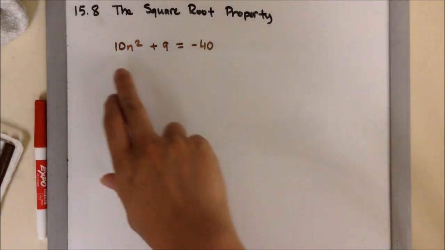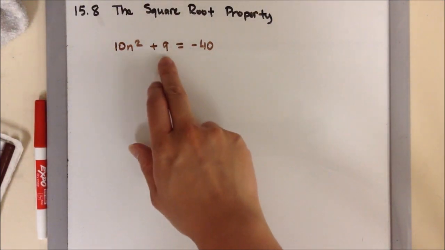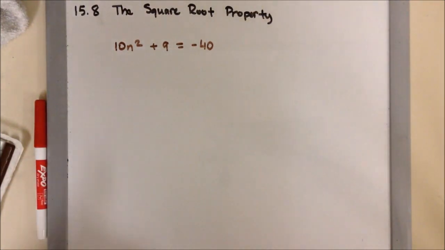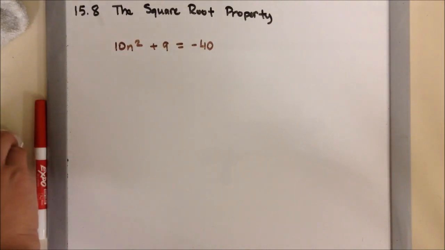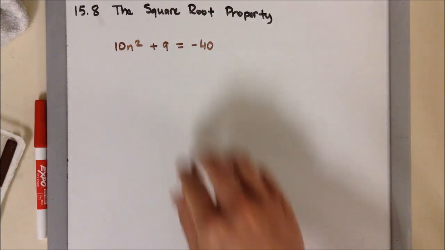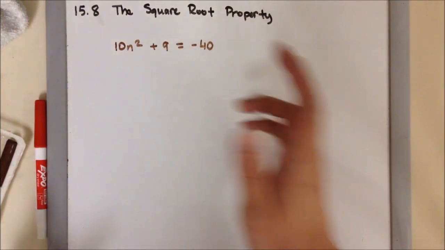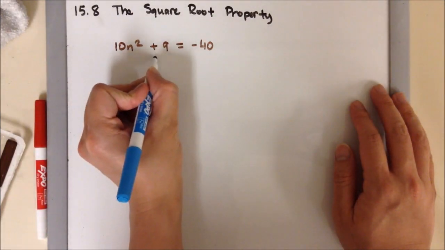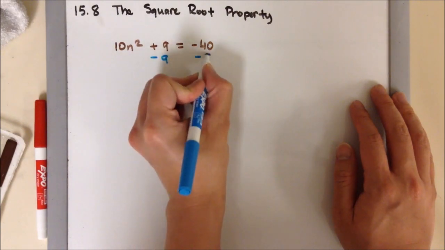In this example, we have 10n squared plus 9 equals negative 40. So, just like before, solve it like a linear equation. What I'm going to do here, my first step is I'm going to cancel out this 9. Therefore, I'm going to subtract 9 on both sides.